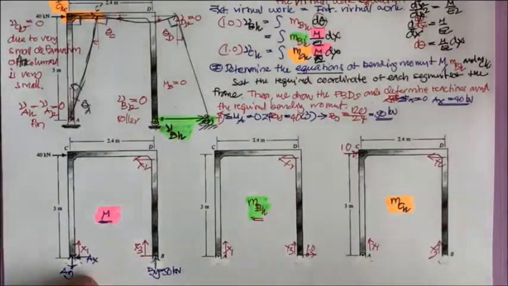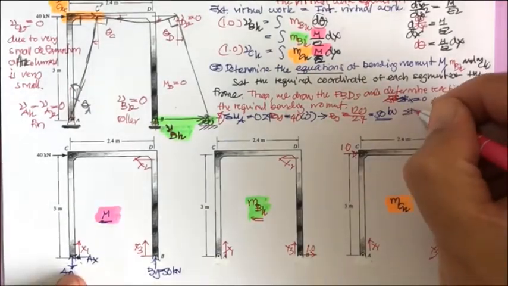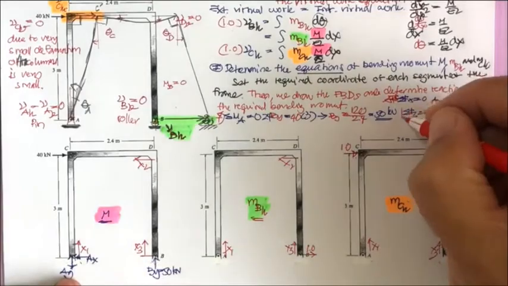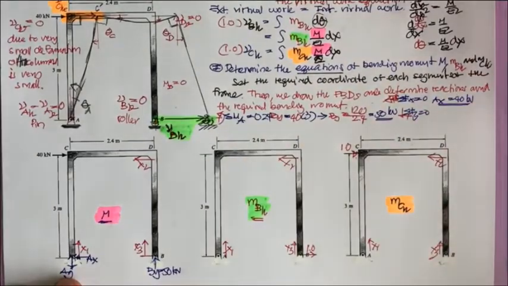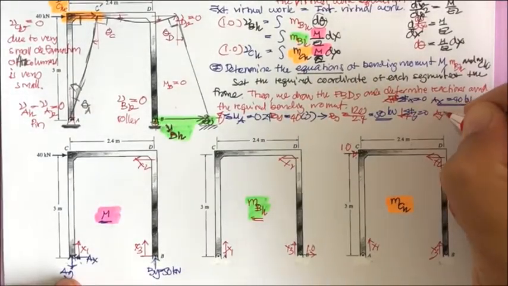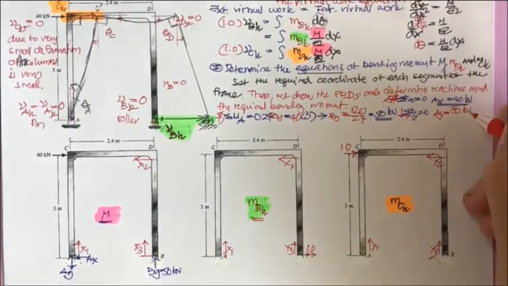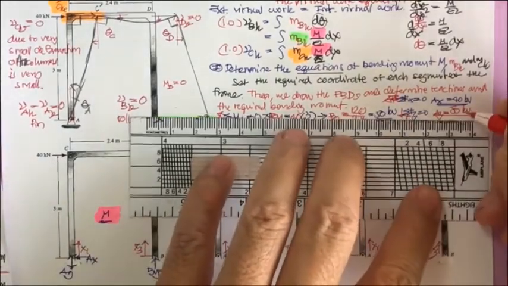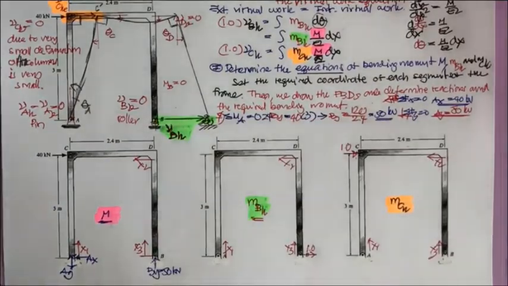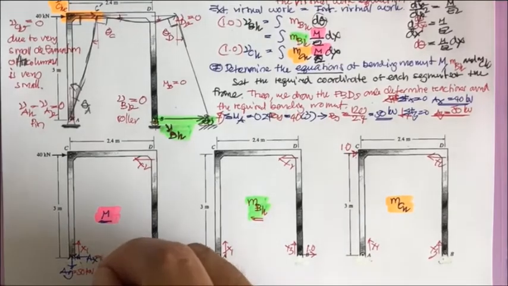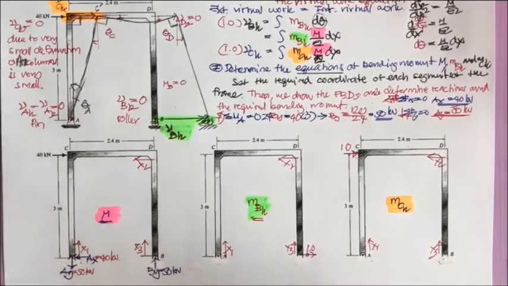And also, if you do the summation of F sub y equal to 0, this is downward. Let's say downward is positive, so your A sub y is going to be 50 kilonewton. So you underscore it to make it. This is going to be 50 kilonewton. This is going to be 40 kilonewton.